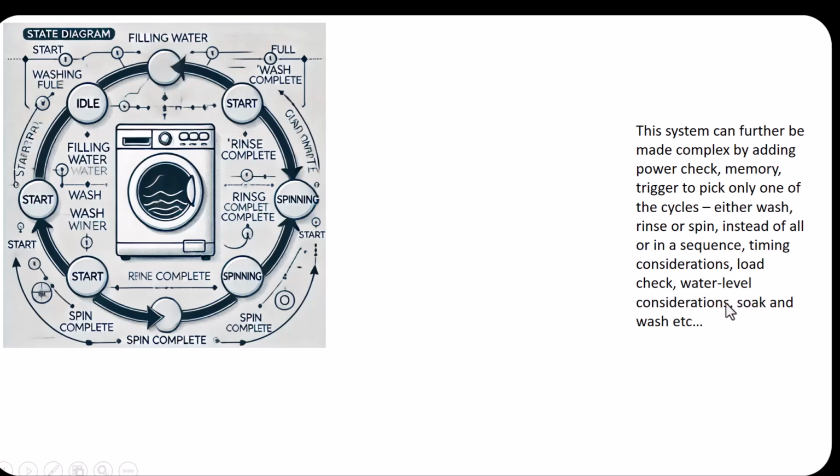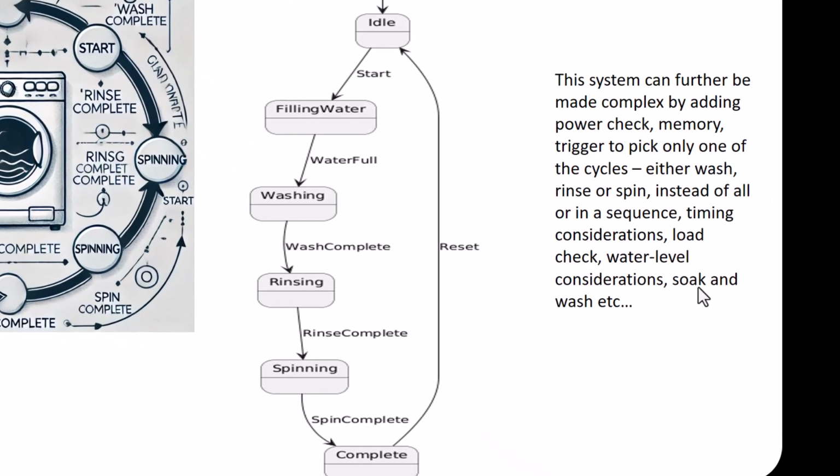Similarly, water level is based on the load level. If the load is too much, it has to be full water. If the load is light, even a quarter of a tub of water is good enough. And then if I want to directly go for a wash, or soak and then wash for a longer time, like for heavily soiled clothes. So these are the complexities that can be added to this state diagram.